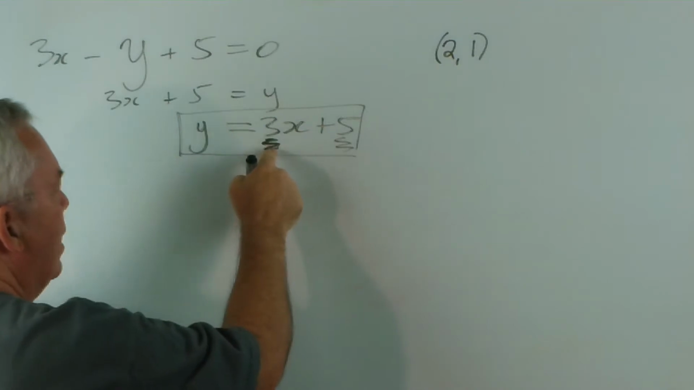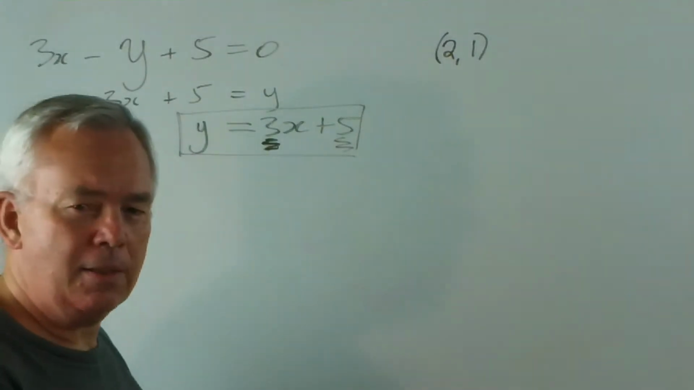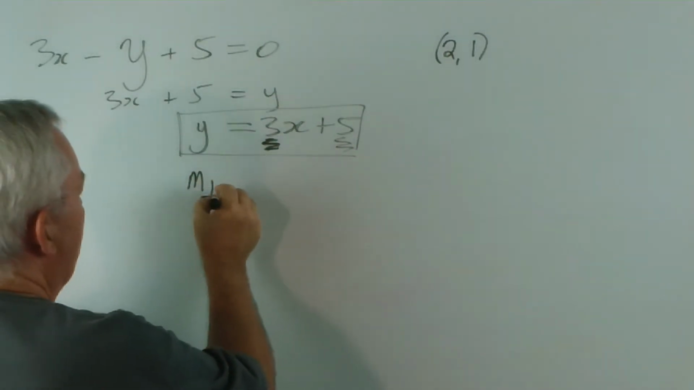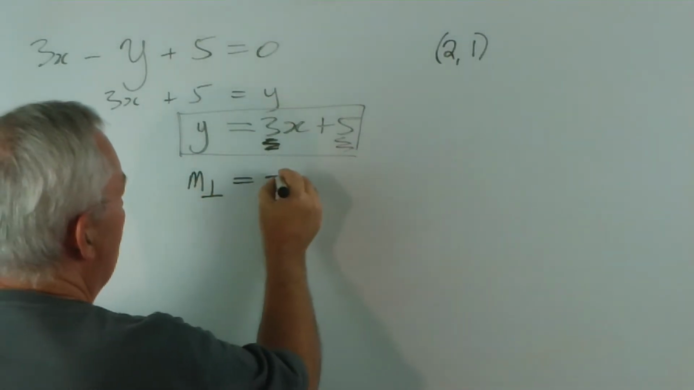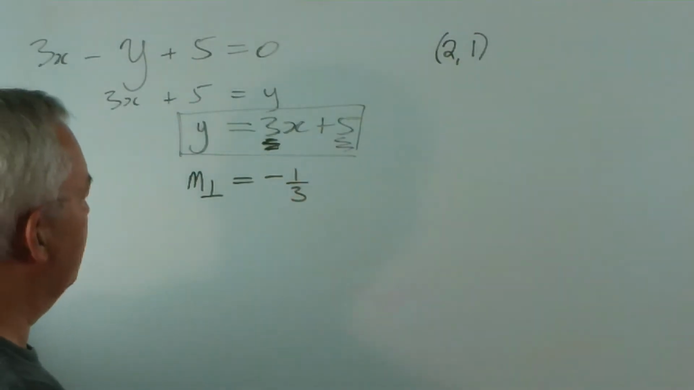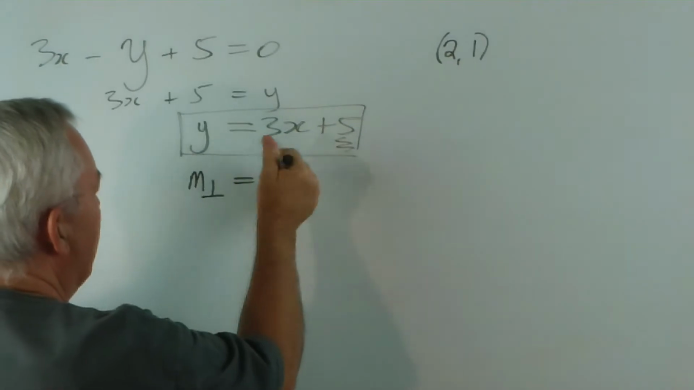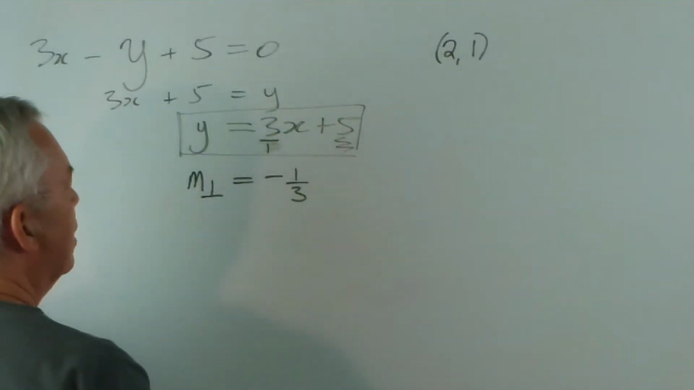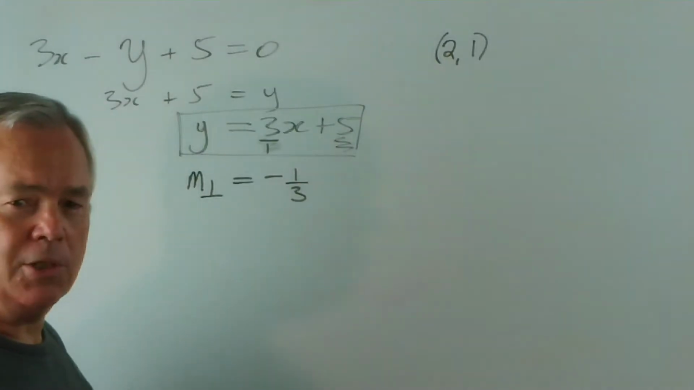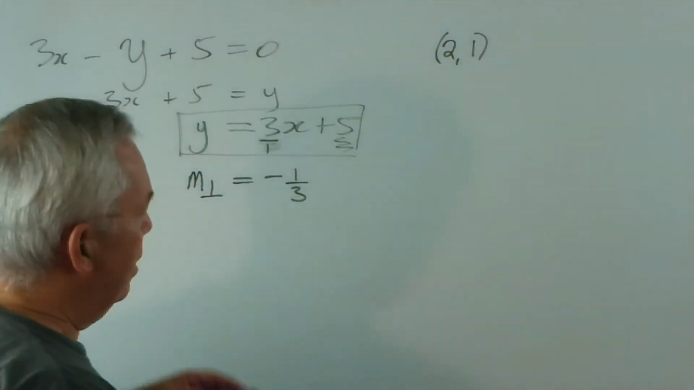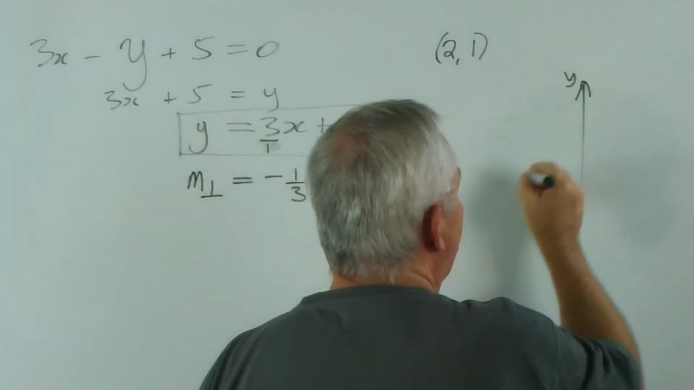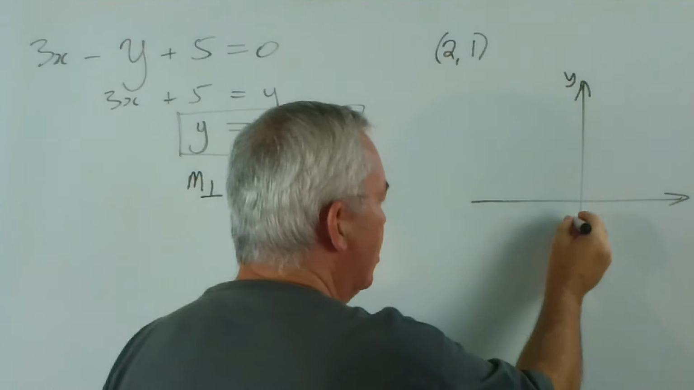And if we want a gradient perpendicular to that, we would say that the perpendicular gradient would be minus 1/3 or negative 1/3, what we call the negative reciprocal. So if this gradient, for example, is 3 over 1, the perpendicular gradient is 1 over 3 with the sign changed. Now, the reason for it, just so that you understand, is quite a simple one.